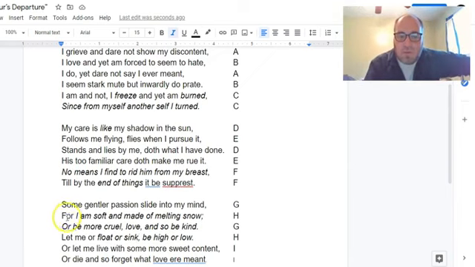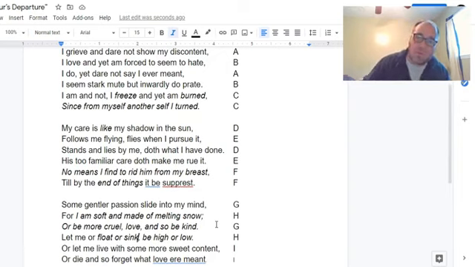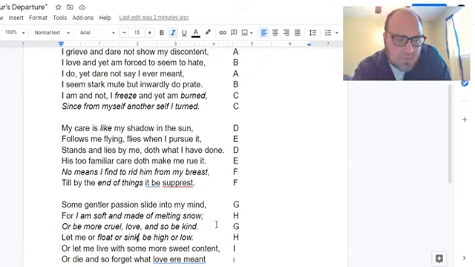Then she says, and here's your paradox, "or be more cruel, love, and so be kind." She says, if you could only be a jerk, if you could only be a bad person, it'd be really easy to get over you. And so on some level, if you were mean, it would be actually better for me. It would be kinder to me if you were mean and acted in a negative way, because then I could get over you, right? So this idea that somehow if he was more cruel, it would be kinder to her is a paradox.